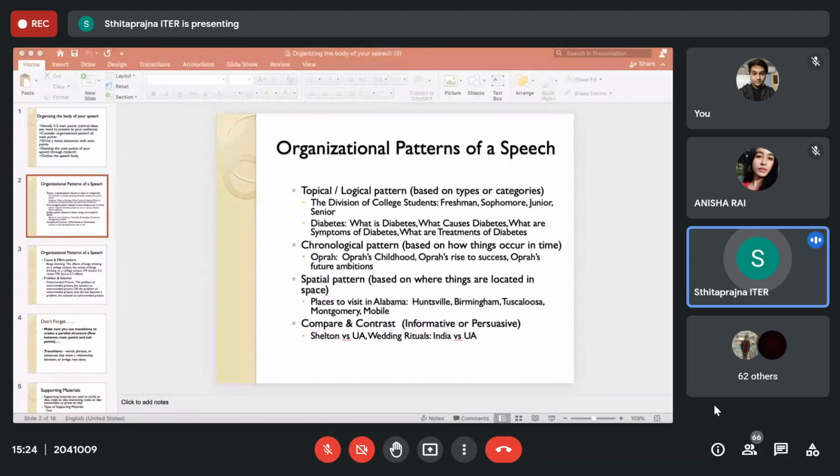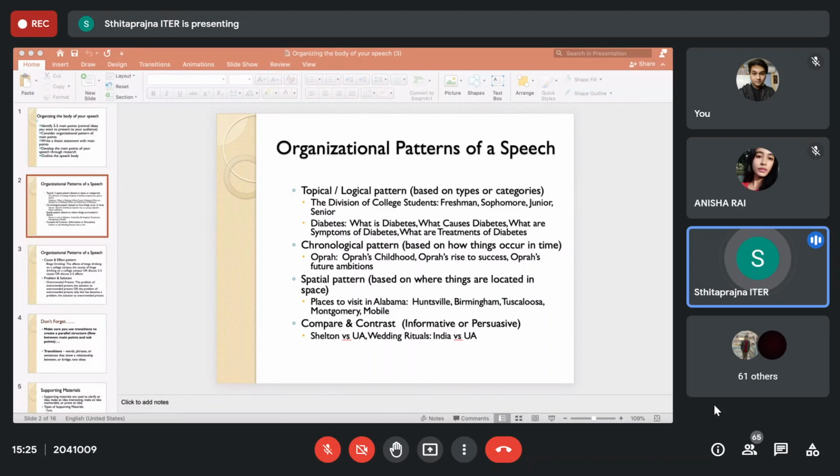the logical pattern. For example, the division of college students. How do you divide them? How do you classify them? Or diabetes, if you're going to speak on diabetes, living with diabetes. So you have to define it: what is diabetes? What causes diabetes? What are the symptoms? What are the treatments? That's one organizational pattern, and this is called the logical pattern.